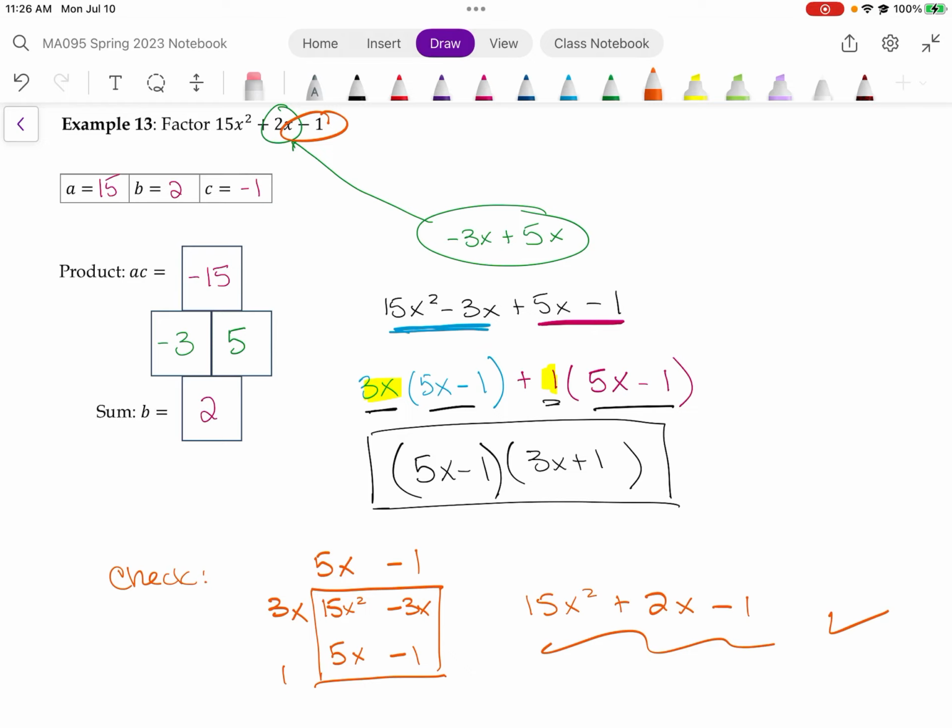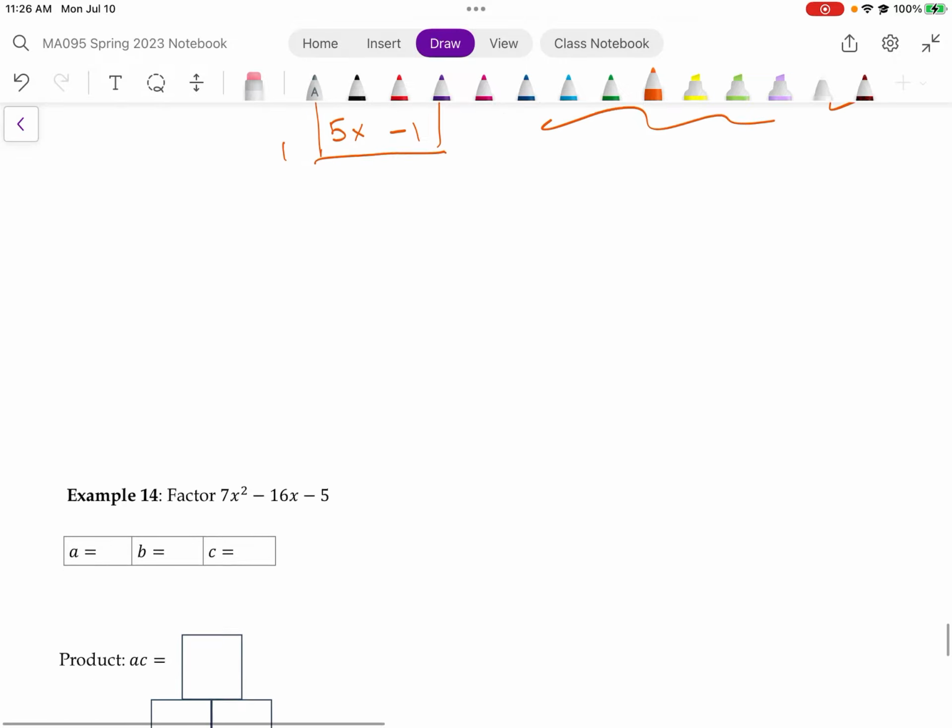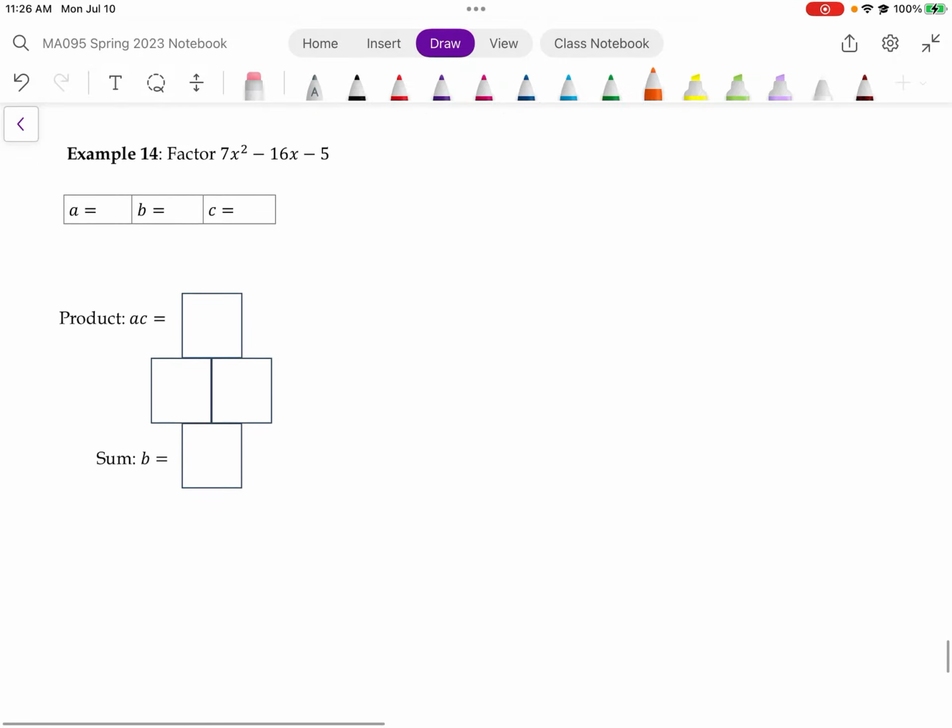Okay, we have one more problem. So pause the video and give this a try. All right, so we have 7, negative 16, and negative 5. All right, so the product is AC, negative 35, and the sum is going to be negative 16. So we need to find two numbers that multiply to be negative 35 and add to be negative 16.